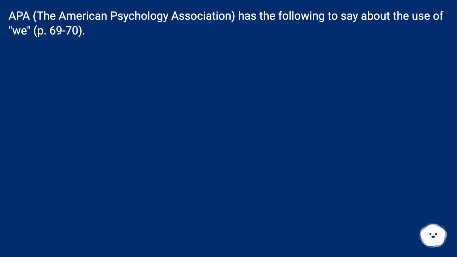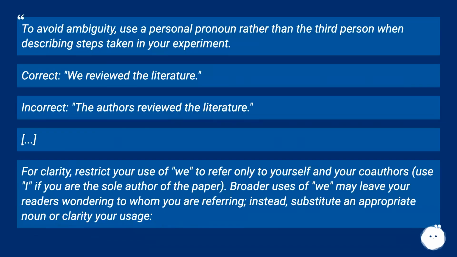APA, the American Psychological Association, has the following to say about the use of we, pages 69 to 70. To avoid ambiguity, use a personal pronoun rather than the third person when describing steps taken in your experiment. Correct: We reviewed the literature. Incorrect: The authors reviewed the literature.